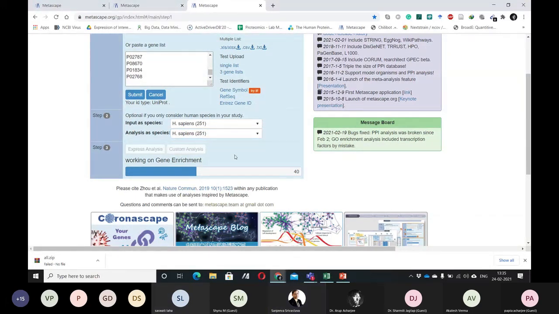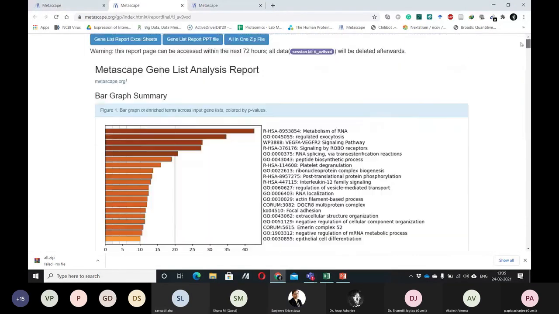So you see, it has stuck at 40%. So what I did was I did the same analysis earlier. I used the same settings and I have done this. So what Metascape gives you as an output is something like this.